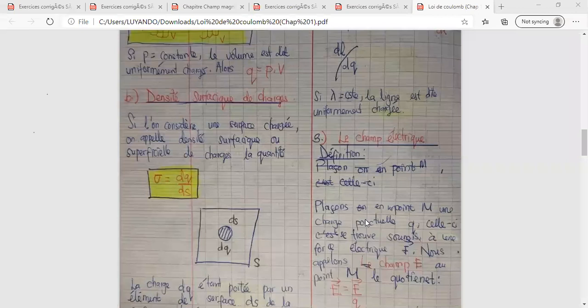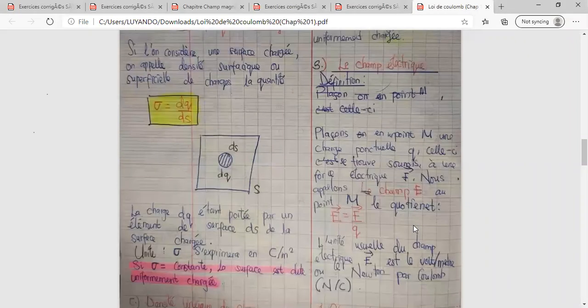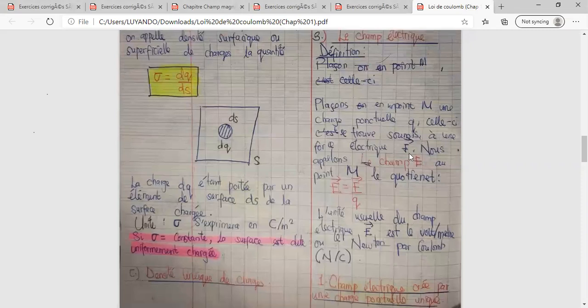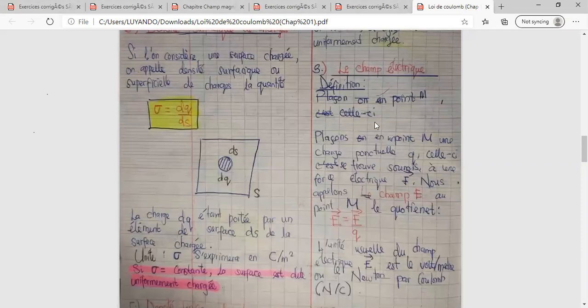So plaçons at a point M a charge ponctuelle Q. At a point M, we place Q, just like how we did on the first drawing. We had Q at A. So at M we have Q, celle-ci se trouve soumise à une force électrique F. So nous appelons champ électrique au point M le quotient. So electric field is simply the force exerted on the particle over the charge. Simply, that's how we get the electric field.